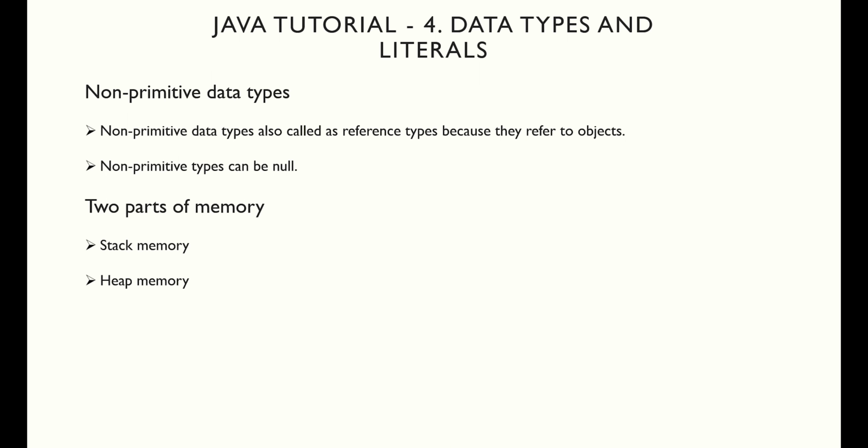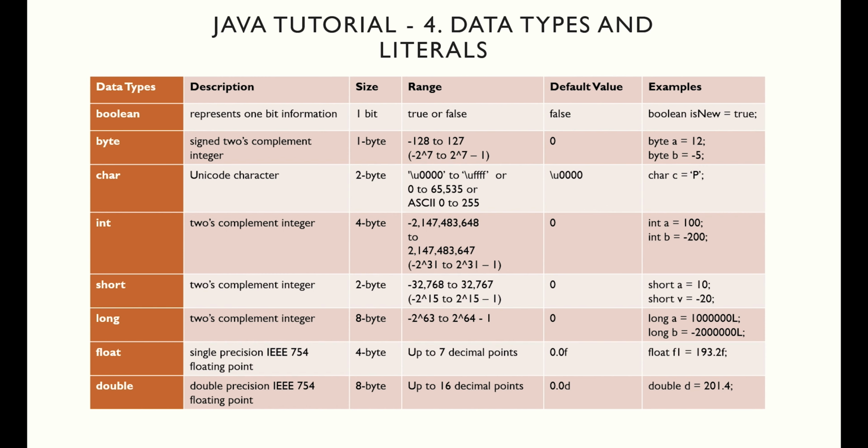The elements are globally accessible in the application. It is a common memory space shared with all the threads. Now let's look at the primitive data types in detail.